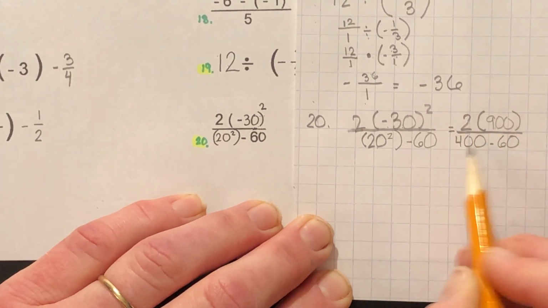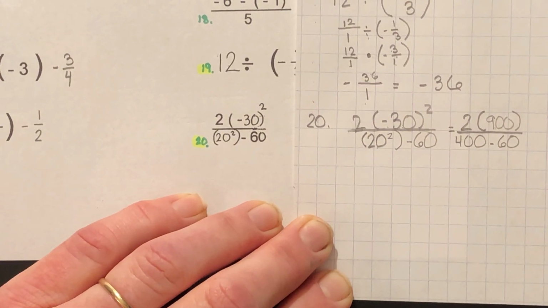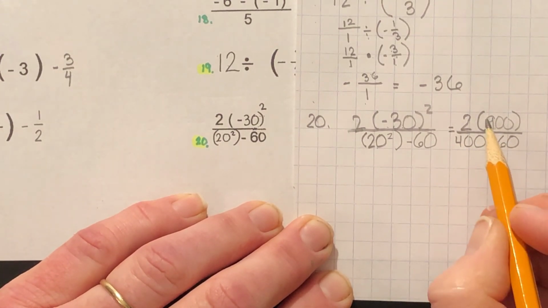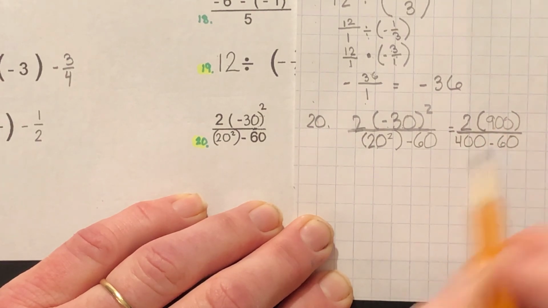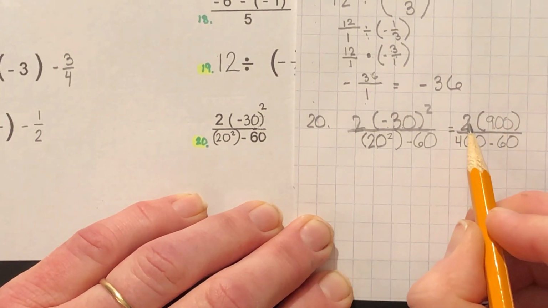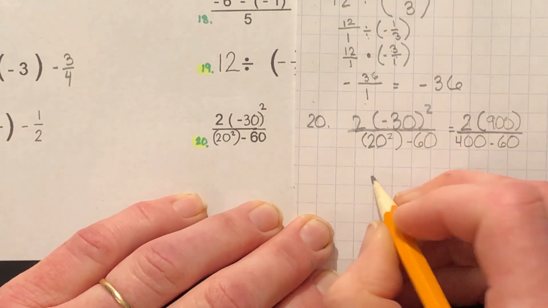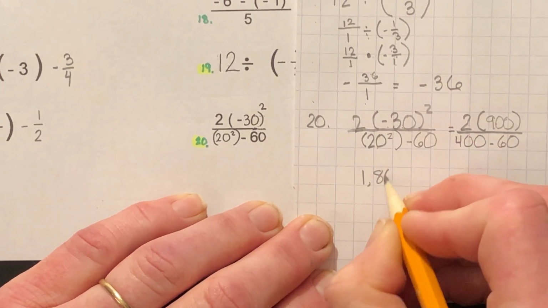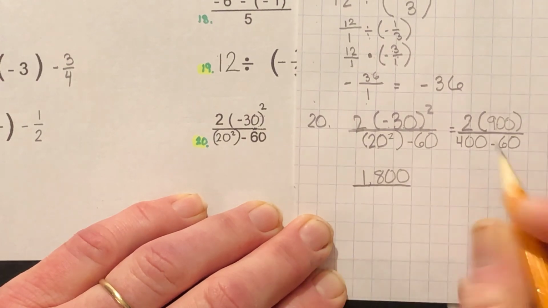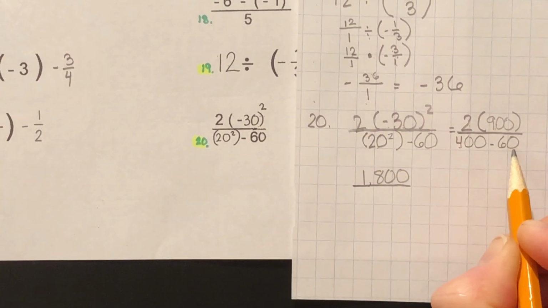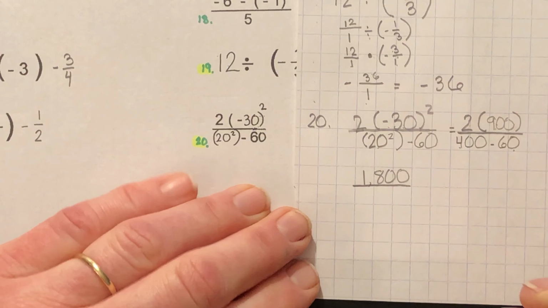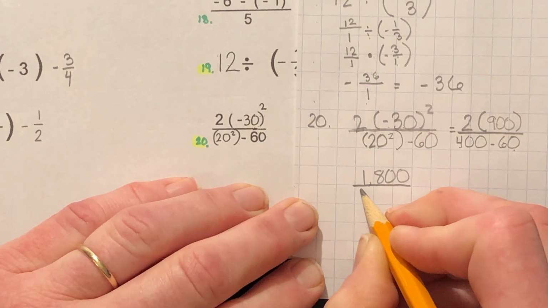Now, this is a grouping and this is a grouping. Remember, a fraction bar is one way to show grouping. So I'm going to work on this grouping and this grouping at the same time. In this next step, I will put that together and combine it. So 2 times 900 is 1800, over 400 minus 60 is 340.